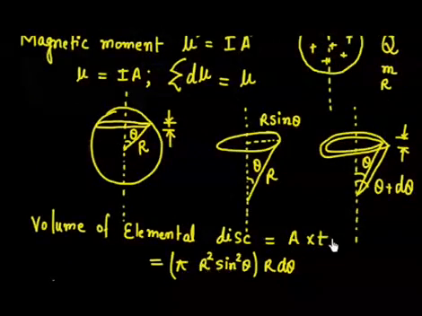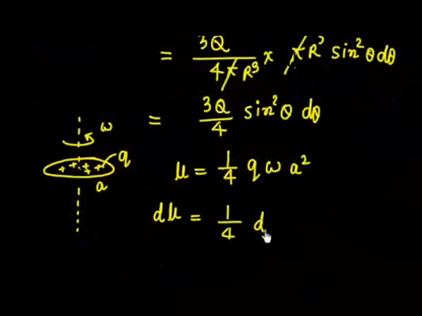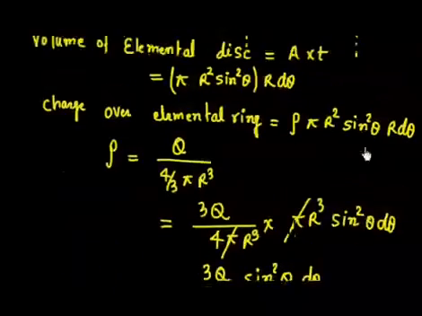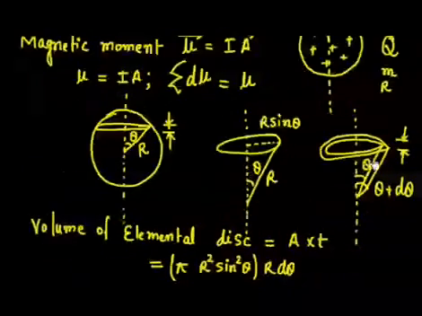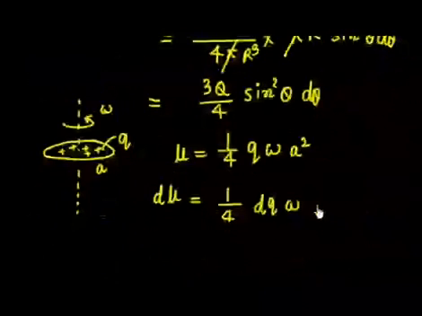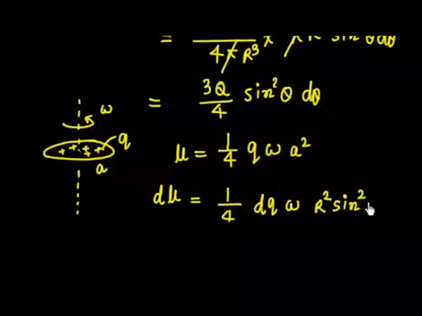I know the charge for this disk, so I can calculate. So for my purpose, what will be the d mu? I can write this will be 1 by 4, the charge will be dq omega. And what is my radius? Radius is r sine theta. So this is r square sine square theta. Are you getting or not?